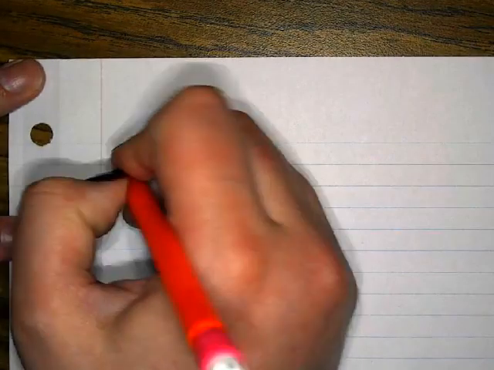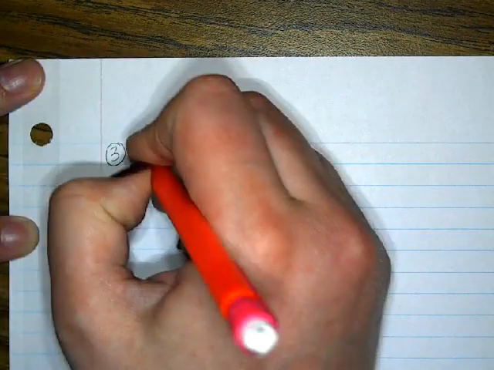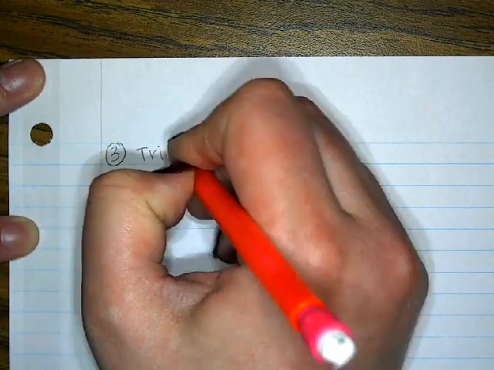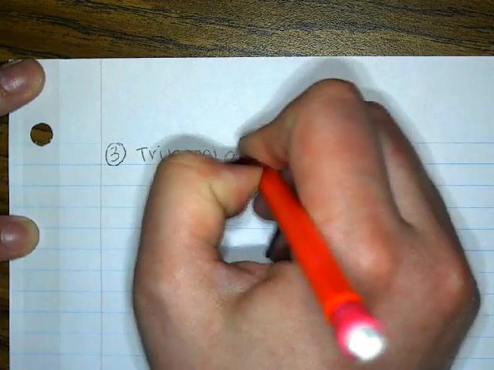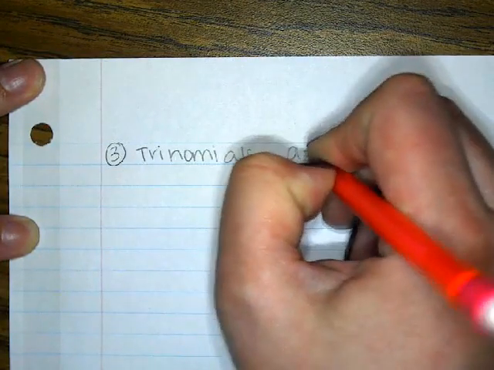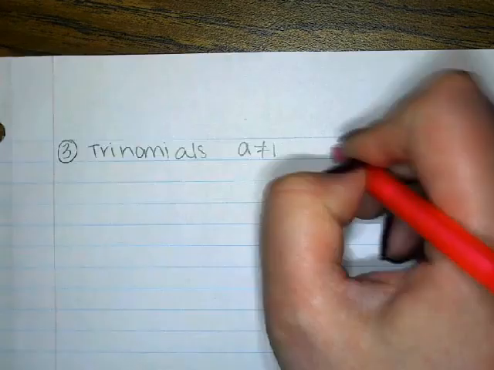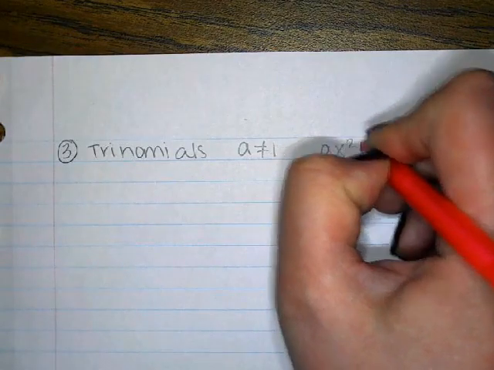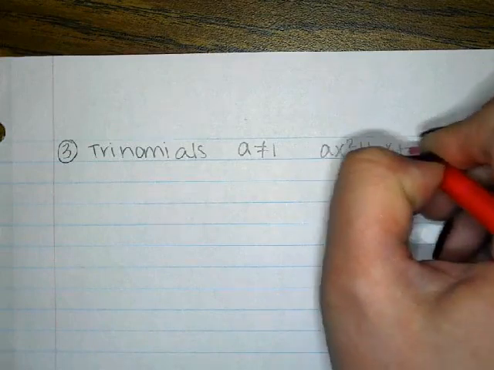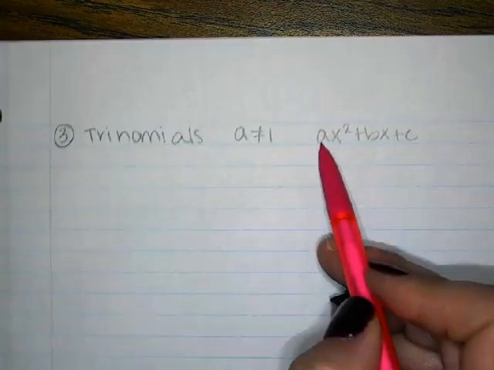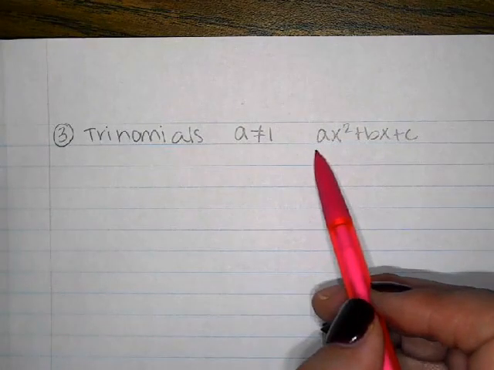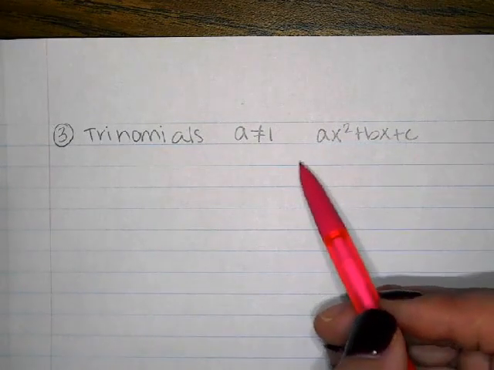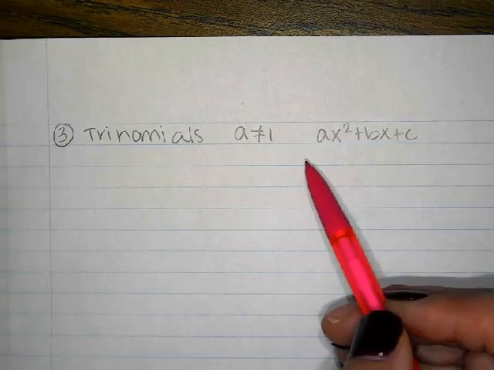So you're going to write, like yesterday we did greatest common factor, we did trinomials where A was 1. Today we're going to do trinomials where A does not equal 1, which means that if you have ax squared plus bx plus c, we are for sure going to be doing example problems today where there is a number in front of the x squared, and we're going to see how that makes a difference for the problem.